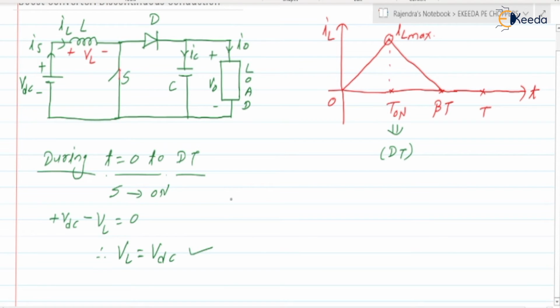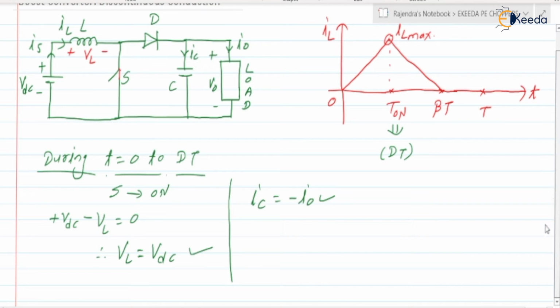Again during T on, what is the current flowing through the capacitor? We can write it as IC, because the diode will be in the off state. So the capacitor will not discharge through that path, the capacitor will discharge through this path only. So here the capacitor discharges, so IC is equal to minus I0. This is during T on.